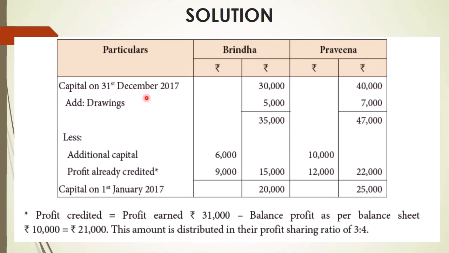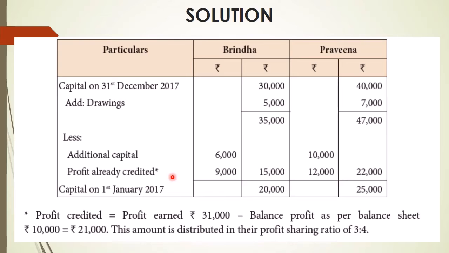So capital on 31st December, that is the closing capital, is 30,000 and 40,000 respectively. Then drawings, the additional information given, was 5,000 and 7,000. So we add these, then we deduct the additional capital. And also, when it is fluctuating capital, the profit already there, we have to deduct. So here there is an adjustment.